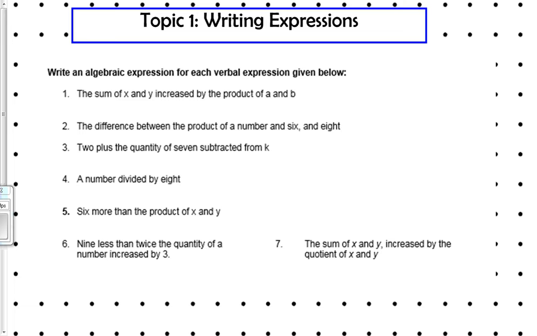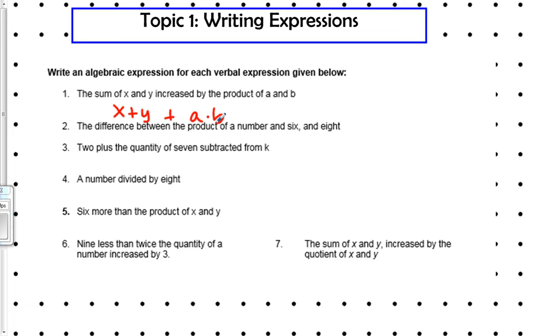So let's just start practicing. Write an algebraic expression for each verbal expression given below. So the sum of x and y increased by the product of a and b. Well, let's take it one piece at a time. The sum of x and y, okay? Well, that means we're adding x and y. Increased by, that means we're adding to it, the product of a and b. You could also just write ab.